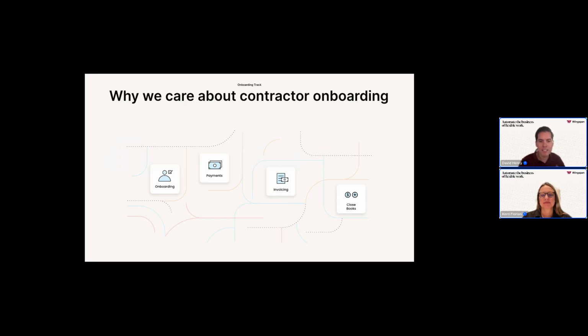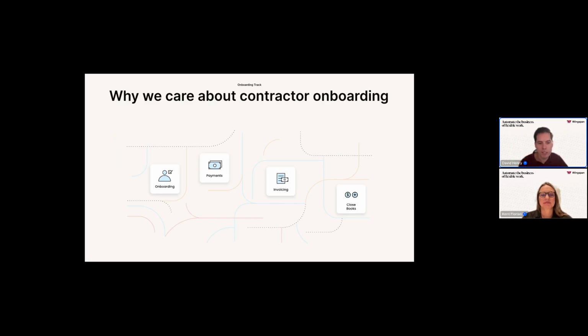So let's set the stage a little bit for why onboarding really matters. When you think about W-2 employees, onboarding is something that happens once, and it's an exclusive working relationship. You work with that employer for an indefinite amount of time. You're onboarded once, et cetera.